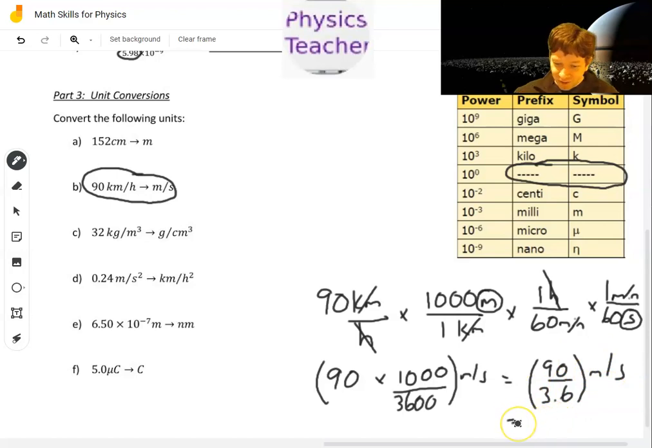In our case, if you do 90 divided by 3.6, you get 25. So that is 25 meters per second.